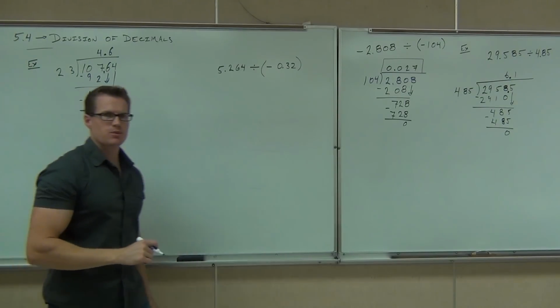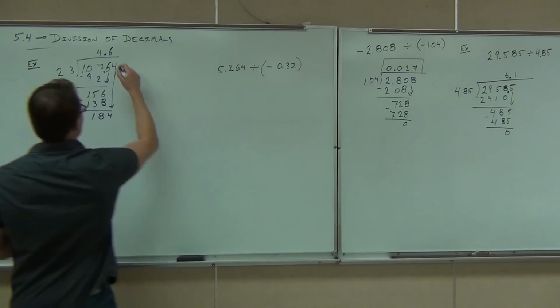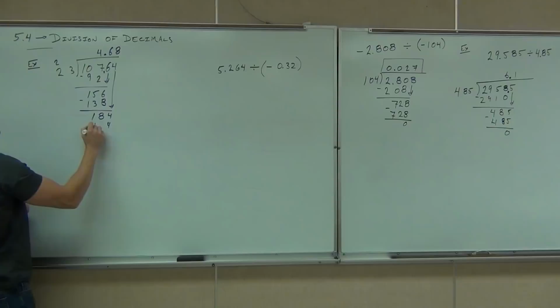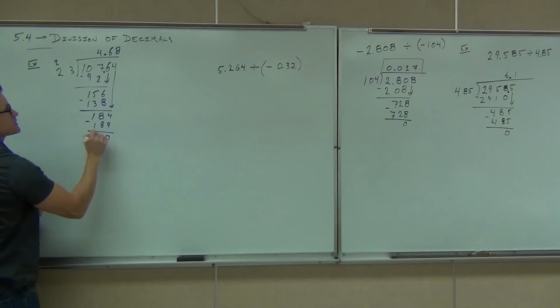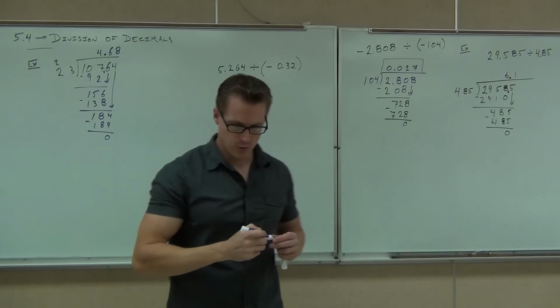And how many times is 23 going to go into 184 without going over? 8 times. If we subtract, we get 0, so our answer is 4.68.